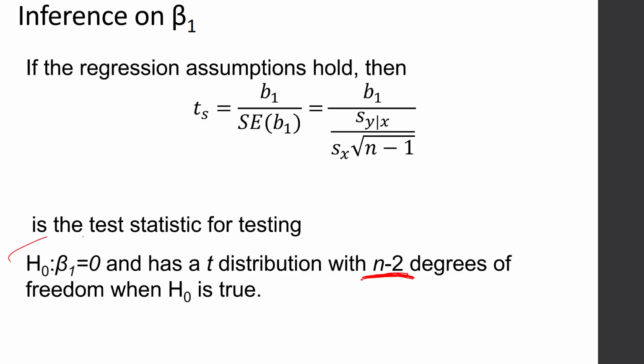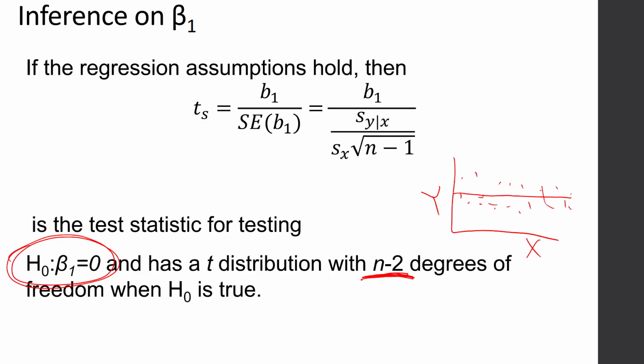The null hypothesis when you're testing for the slope is that the population slope equals 0. And what does that mean? That means that if your slope is 0, it looks like that. And that means that the mean of the y's does not change as the x increases. So y doesn't have anything to do with x. The alternative is that it's either greater than, less than, or not equal to 0.